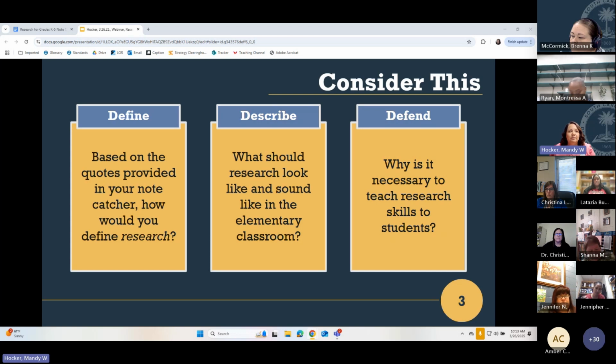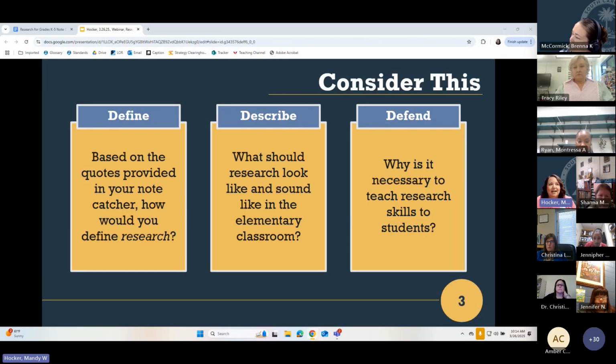Then, based on that reading and based on what you write, describe what research would look like and sound like in an elementary classroom. And I'm interested to hear, especially from our librarians in attendance, what it might look like and sound like. And then finally, defend. Why, according to the quotes or your own personal convictions, is it necessary to teach research skills to students? I'm going to give you about 4 minutes to do this activity. You'll read the quotes and then do your define, describe, and defend. Go ahead and get busy.